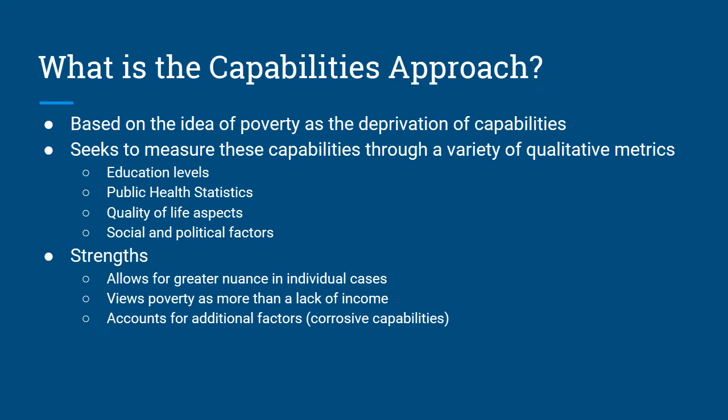This grants the capabilities approach several key strengths, such as allowing for greater nuance and specificity in individual cases. It views poverty as more than simply a lack of income and accounts for additional factors that may influence the well-being of an individual. For example, an individual with a debilitating disease may suffer additional hardships in other capabilities. These are known as corrosive capabilities and are important to understand in measuring poverty.